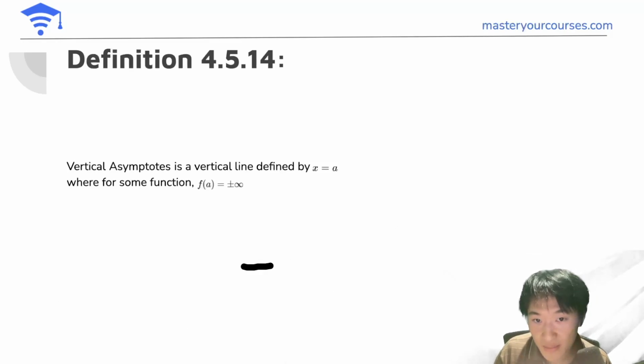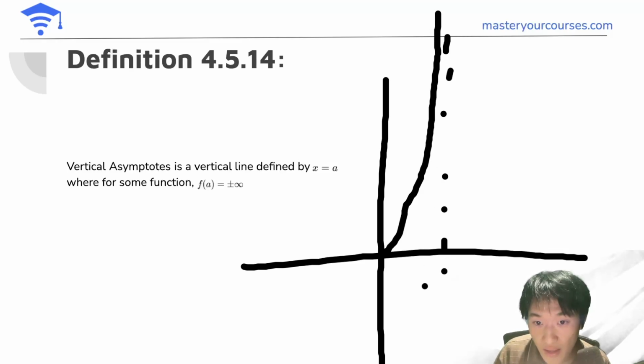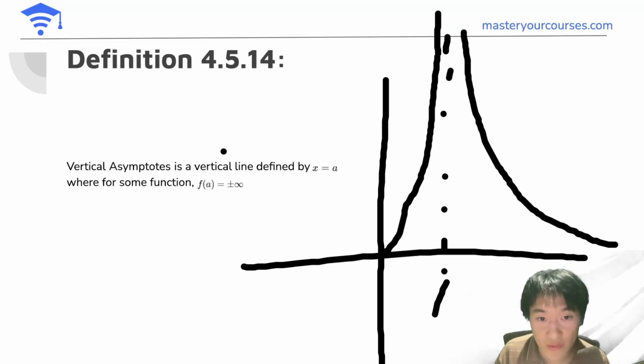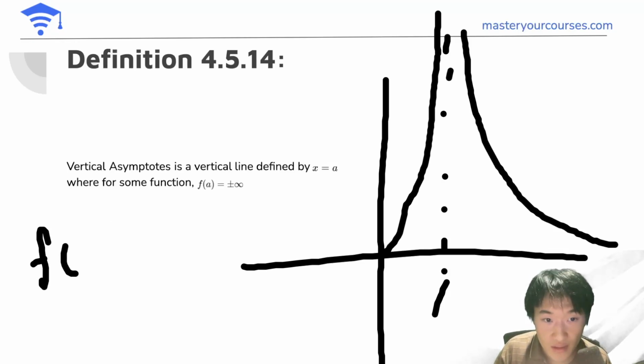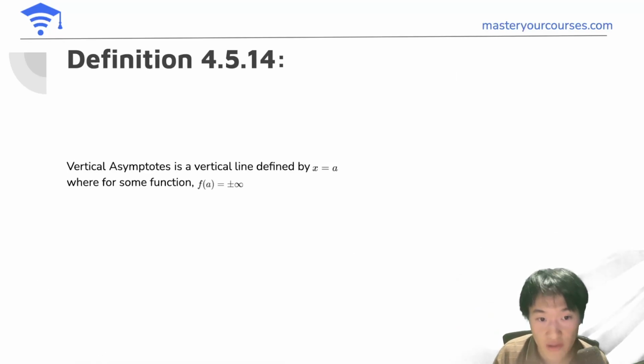But let's think about this graph. It starts off here and goes all the way up. And this is at, say, 1. And it comes all the way down. So what you're going to realize here is that at x equal to 1, f of 1 is going to infinity. So x equal to 1, this vertical line, is a vertical asymptote. It's a line in which the closer you get to it, you just get sent to infinity, a very high number. You can also have the other case where it goes lower.